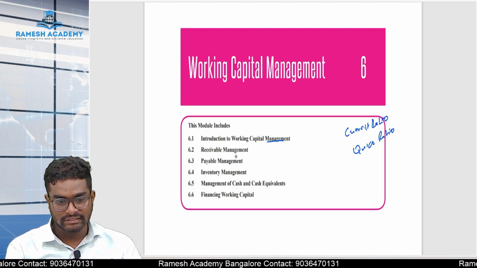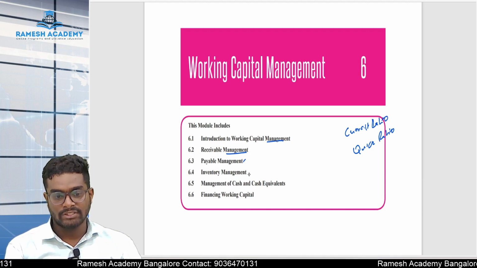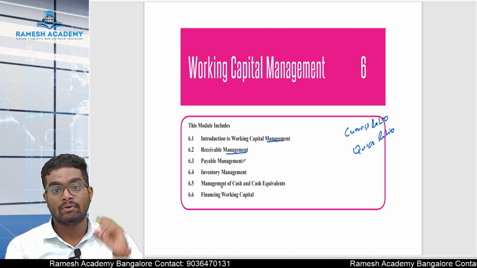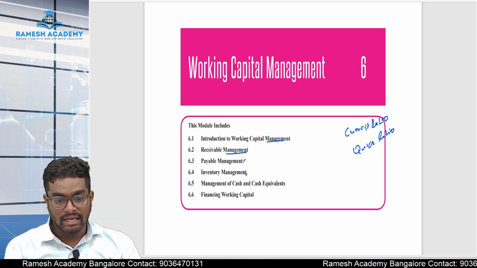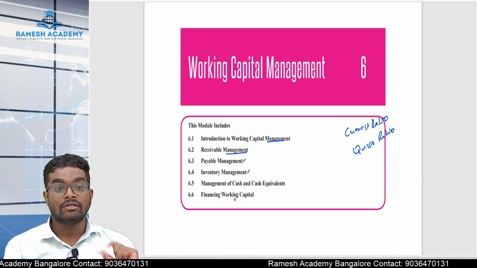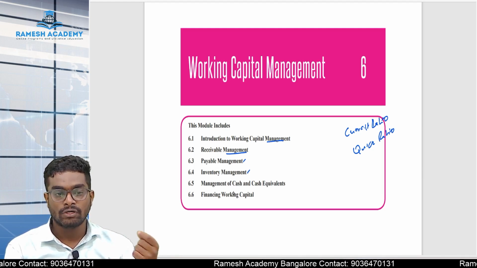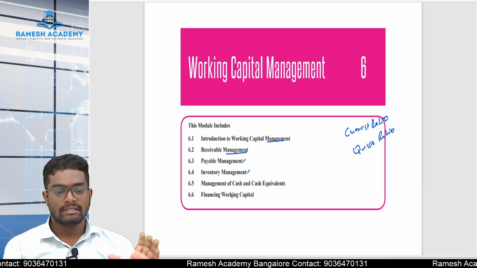In the second part we will discuss receivable management, and how we calculate the receivables. Next, the payable management, where we will ascertain the amount of payables that should be paid in the current year. And in inventory management, we will see the economic order quantity or the calculation of EOQ, reorder level, maximum quantity, and minimum quantity.